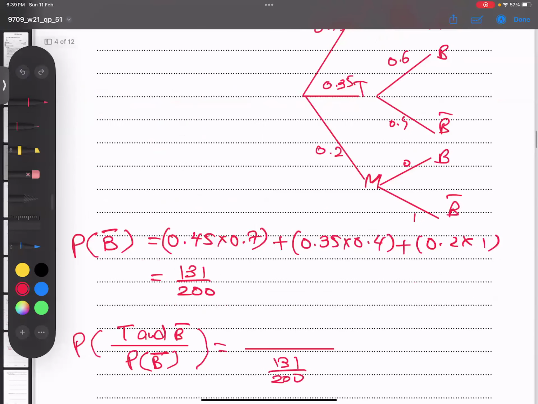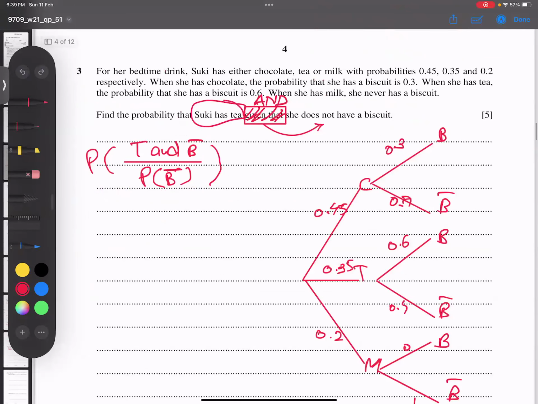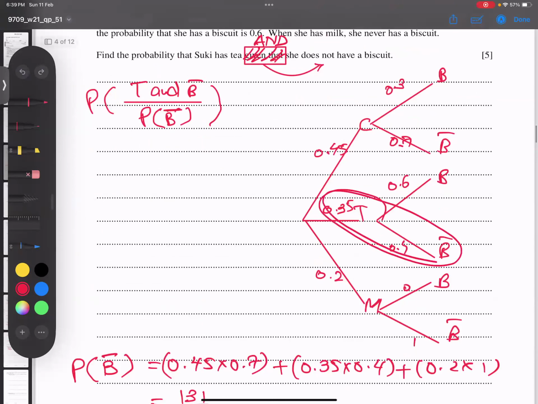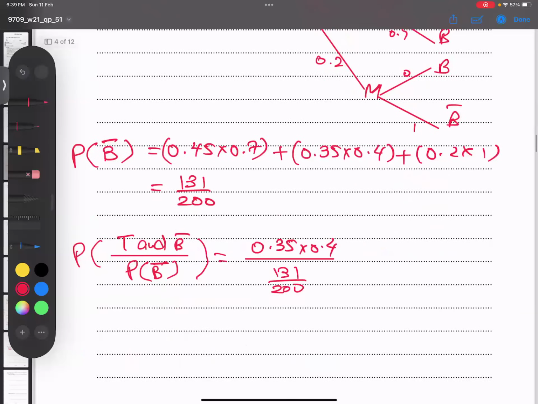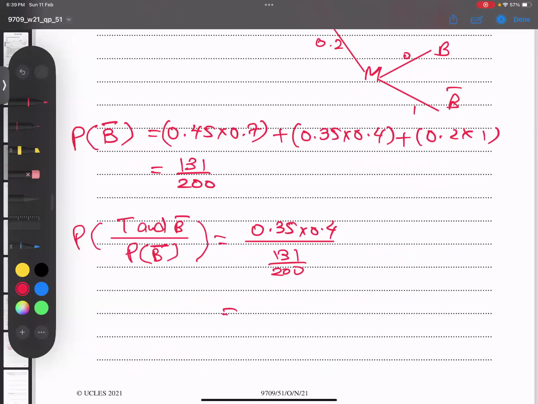Now you read together. I said before, Suki has a tea and does not have a biscuit. So tea and not a biscuit: 0.35 times 0.4. If you type it in the calculator, it comes to 28 over 131, or you can write it in decimal as well. And this is my final answer. I hope you got the idea.